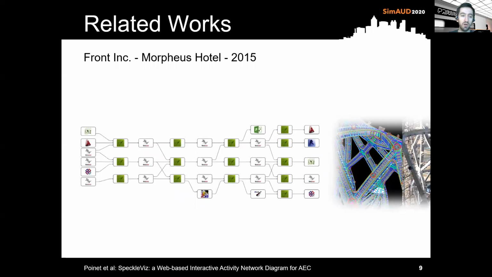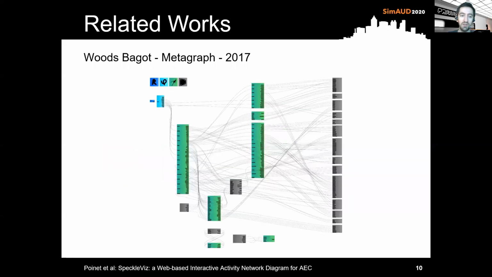Some related works: this is from Front Inc., a consultancy practice, which was involved in the rationalization of the intricate facade of the Morpheus Hotel, which was designed by Zaha Hadid Architects in 2015. So you can see here the project flow, which is basically an alternation between different Rhino sessions where this data is stored and Grasshopper sessions where the data is generated. More recently, this is the metagraph from Woods Bagot in 2017, which maps the different data exchange between different Grasshopper and Dynamo files.